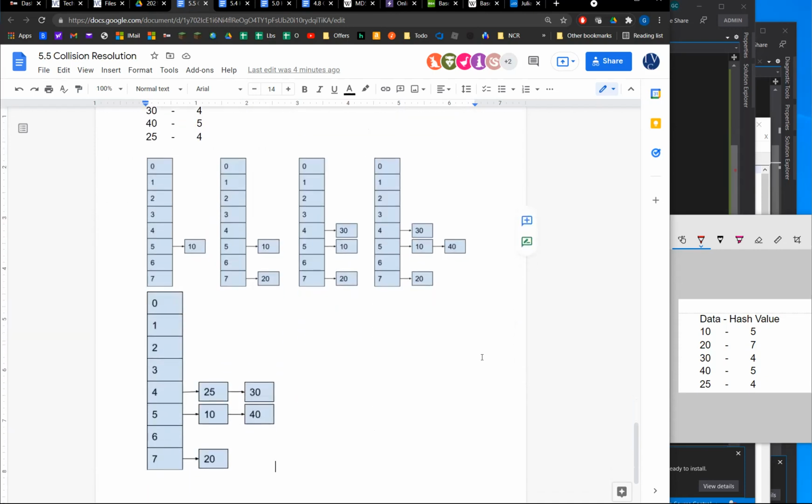Now, at some point, for any of these data structures, they're going to get to the point where they're too full, or they've exceeded the ideal load factor.